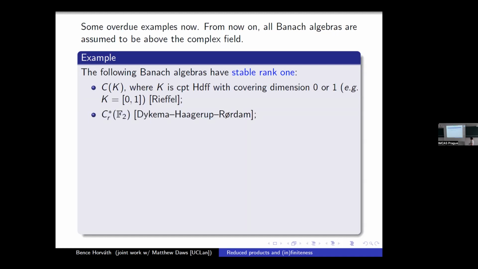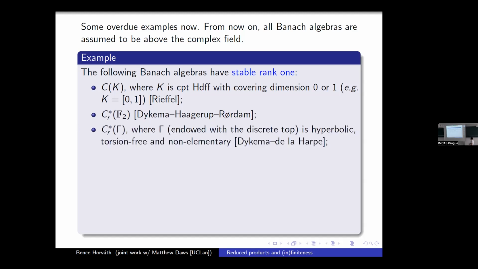Other examples: the reduced group C star algebra of the free group. This is Dykema and de la Harpe. Then I think later Dykema and de la Harpe push this further for more general groups, torsion-free non-elementary hyperbolic groups. And something that's not a C star algebra, but a Banach algebra, L1 of the integers with a convolution product.